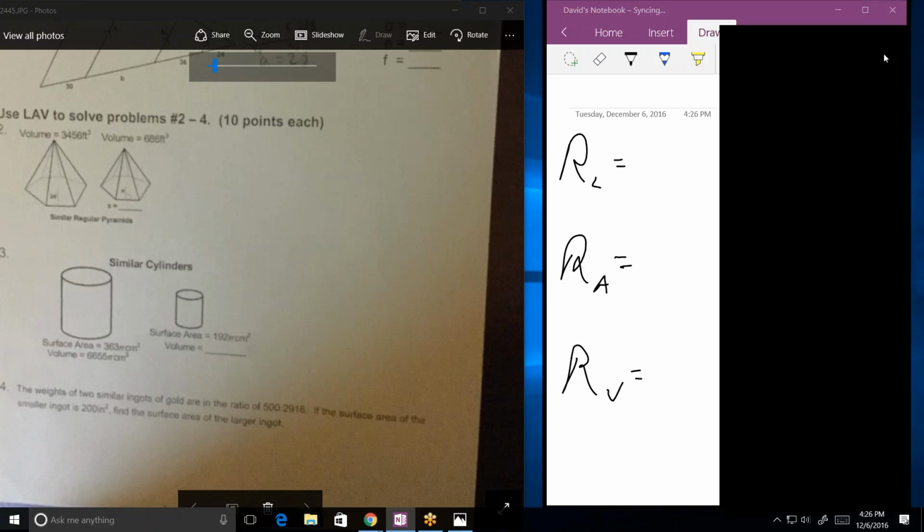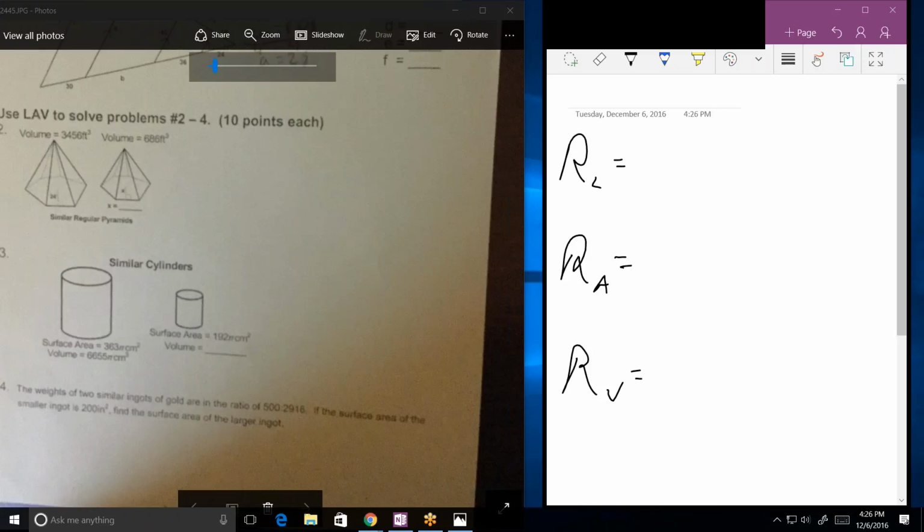R sub L. No. They gave you two volumes. Oh, sorry, they gave us volume. I was looking at the diagram. Okay. They gave us R sub V, which is what? That is volume. Well, what is R sub V? What's the ratio? It's 686 over 3,456.